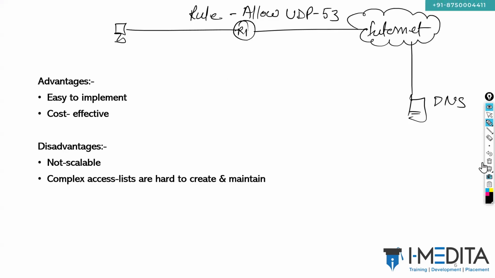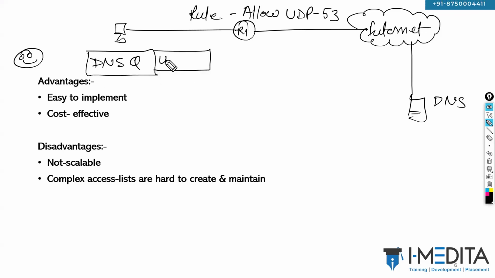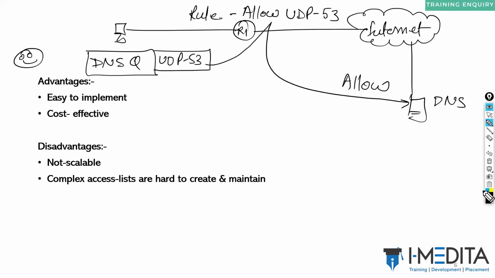Now what will happen using this? We have a normal client. The normal client is sending a DNS query. That DNS query will be encapsulated into UDP port number 53, and the UDP port number 53 traffic will come at the router or firewall. It will check, okay, it is allowed, so the DNS packet is allowed.